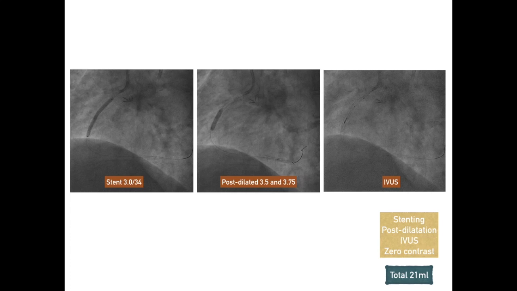So we went ahead with an everolimus-eluting stent, 3 by 34. We deployed the stent. We post-dilated with an NC balloon 3.5. We took a look again by IVUS. We had to upgrade the NC balloon to 3.75 to achieve proper stent apposition and stent expansion. And all these steps were without contrast, so the total volume of contrast now is still 21 mL.